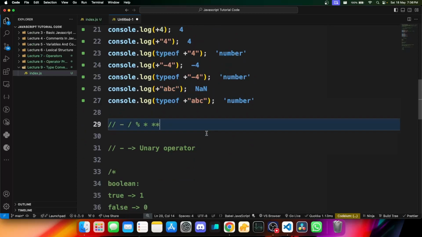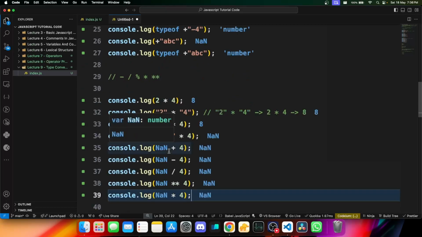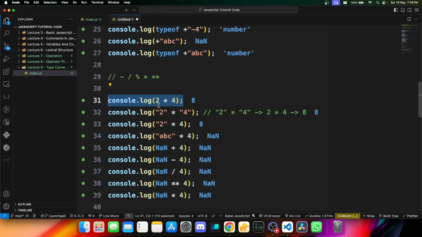So let's see the next example where we're going to talk about all these other operators. So let's get that here. So you see this one, for example, this is all fine. 2 multiply 4, that gave you 8. Okay. If this was the case, you can see 2 and 4 actually got converted to a number, and then the multiplication happened. Okay. So again, an implicit conversion.